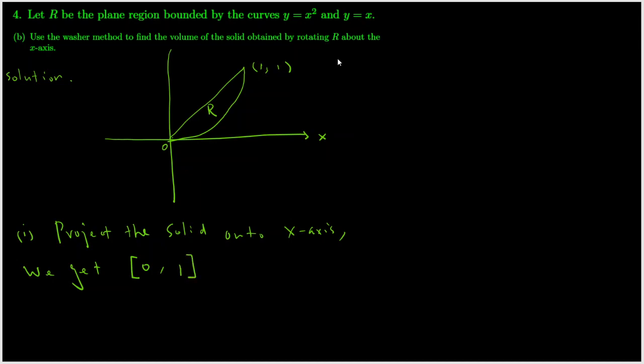Using your common sense to understand projecting, we project the solid onto x-axis. We get the interval. So that point is 1. The next part is to get the cross-section. Imagine the shape of the cross-section.